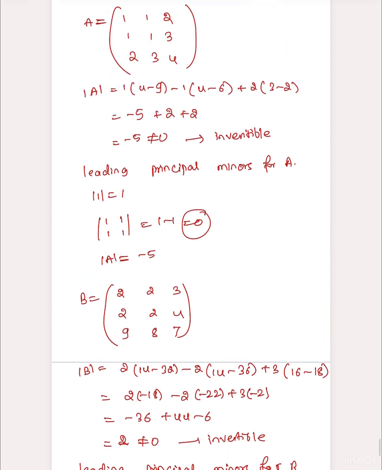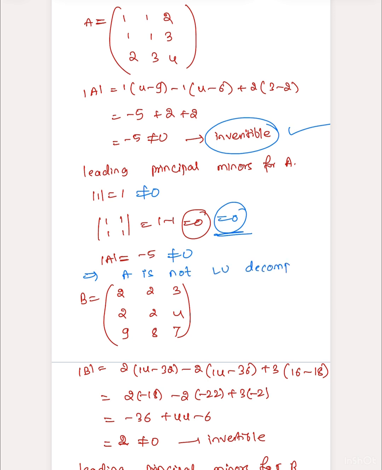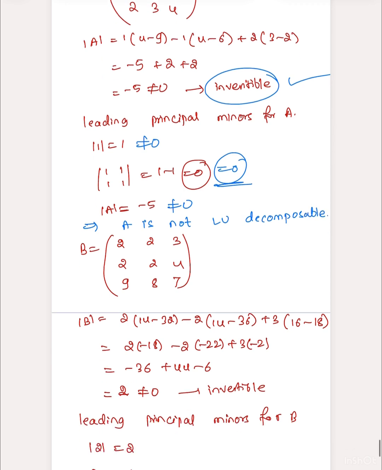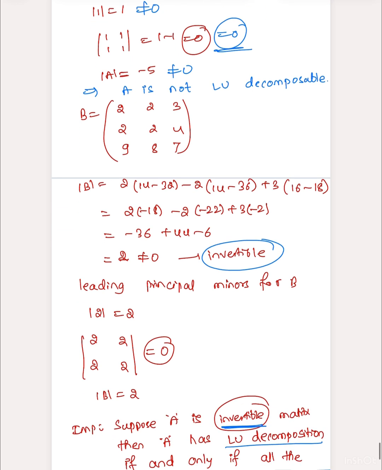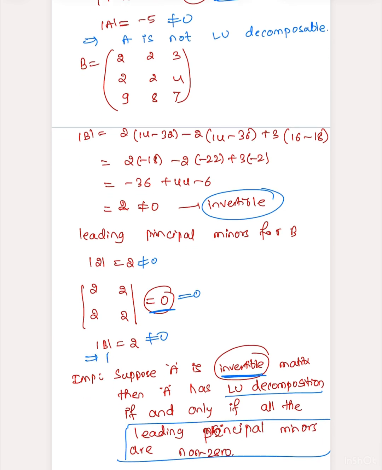Here the determinant of A is not equal to 0, so A is invertible, and the leading principal minors are 1, 0, minus 5. This is not equal to 0, this is equal to 0, this is not equal to 0. There is at least one leading principal minor which is equal to 0. Therefore, A is not LU decomposable. Here in the case of B, the determinant of B is not equal to 0, so B is invertible. Now we check the leading principal minors, whose values are 2, 0, 2. There is at least one principal minor equal to 0. Therefore, B is also not LU decomposable.